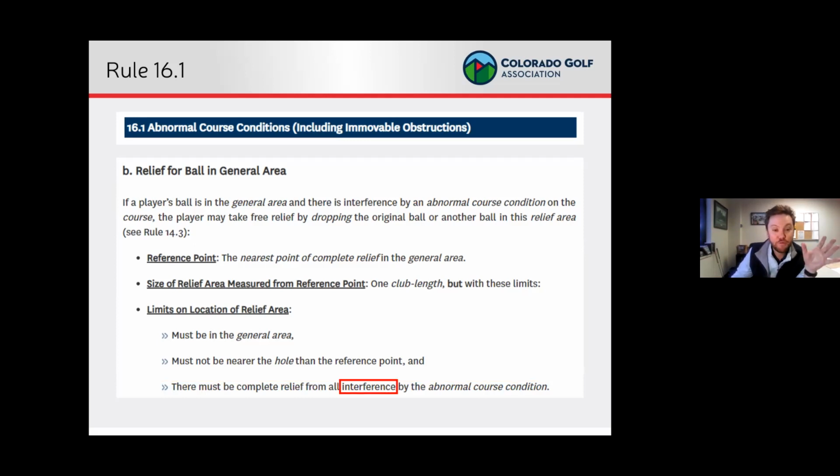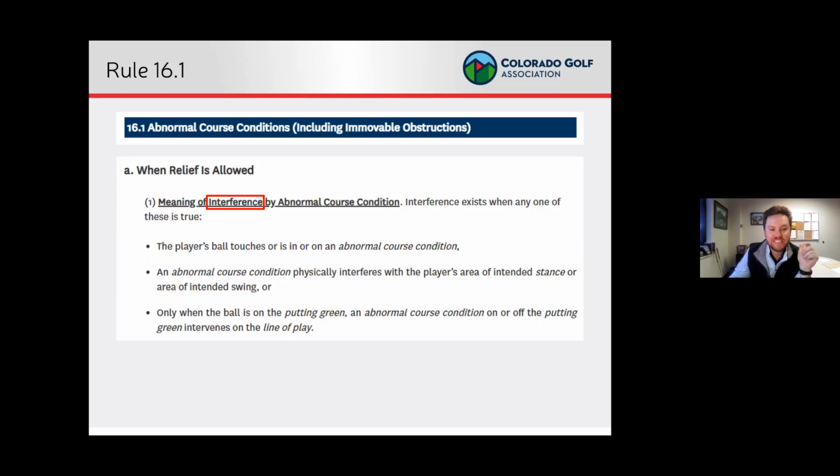Again, we look at it from all interference. Well, what is interference? It's not italicized, but going back to when we started this rule in 16.1a(1), it says interference is when any of these is true: the player's ball is touching the abnormal course condition, it interferes with the player's area of intended stance or swing, and on the putting green. So again, it's isolating your action area, where the ball would lie, where your stance might be, and where your swing might be. That is considered interference.